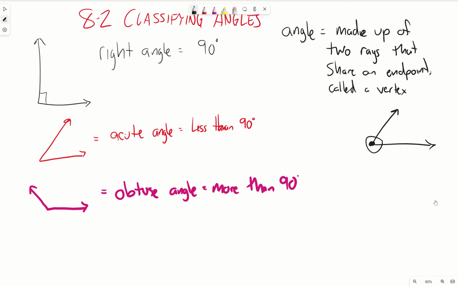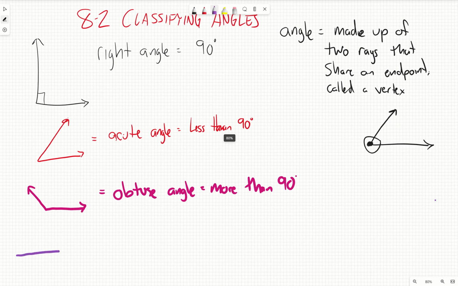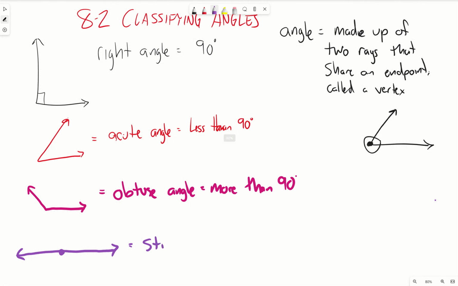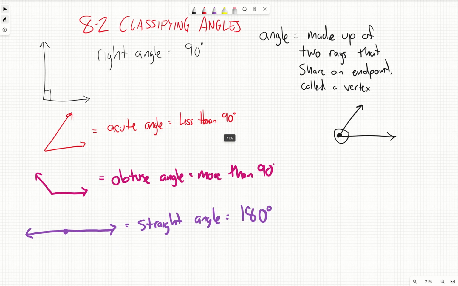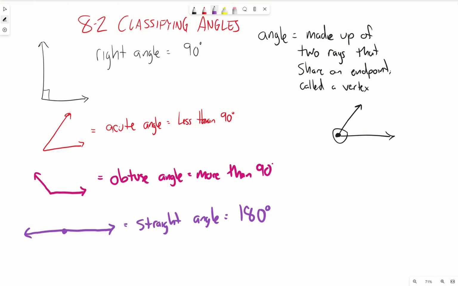Now, there's one more type of angle that we might talk about, and that is when we just have a straight line like this, where there's an endpoint. This is called a straight angle, and it is an angle that is 180 degrees big. Okay, so far, 5 vocab words. We are so far along in our lesson. We're just cruising right through.